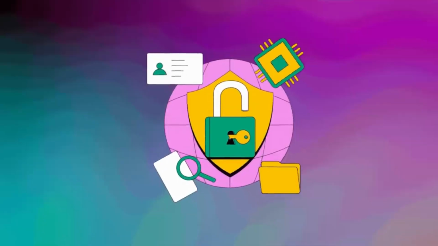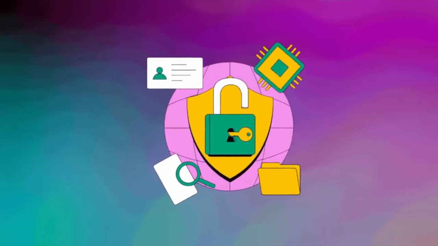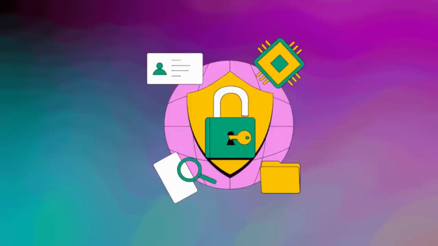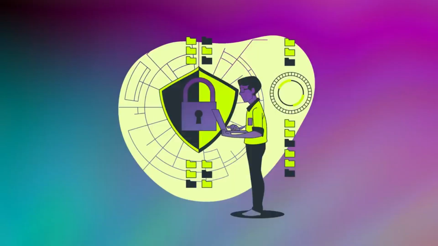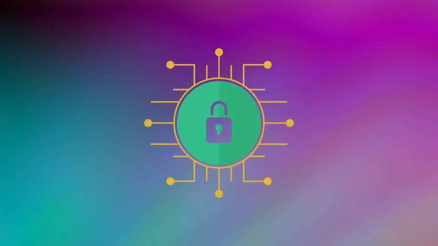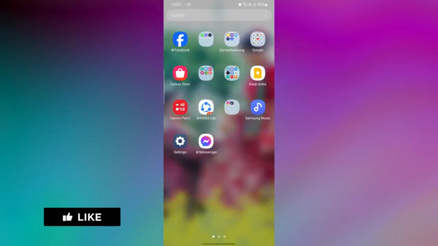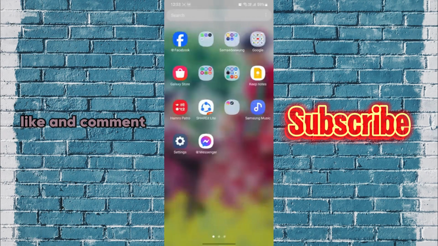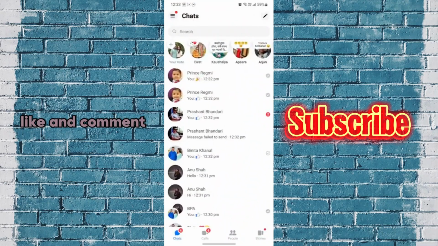End-to-end encryption is a security feature in Facebook Messenger that helps protect your messages from being intercepted and read by anyone except the sender and receiver. Messages protected with end-to-end encryption are secure on your device before being sent and can only be viewed by the receiver's device. To remove end-to-end encryption in Messenger, first, open the Messenger app on your mobile.